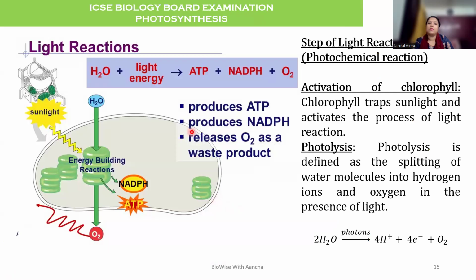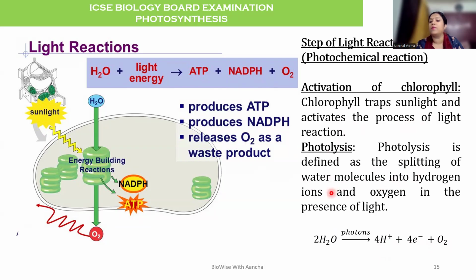Okay, now this is what light reaction is all about. You can see here, in light reaction photolysis of water takes place. Water splits into hydrogen ions, electrons, and oxygen. Oxygen is released as a gas. Hydrogen ion is required for the conversion of NADP to NADPH, and electrons are required for the process of phosphorylation, that is photophosphorylation. So chlorophyll traps sunlight and activates the process of light reaction.